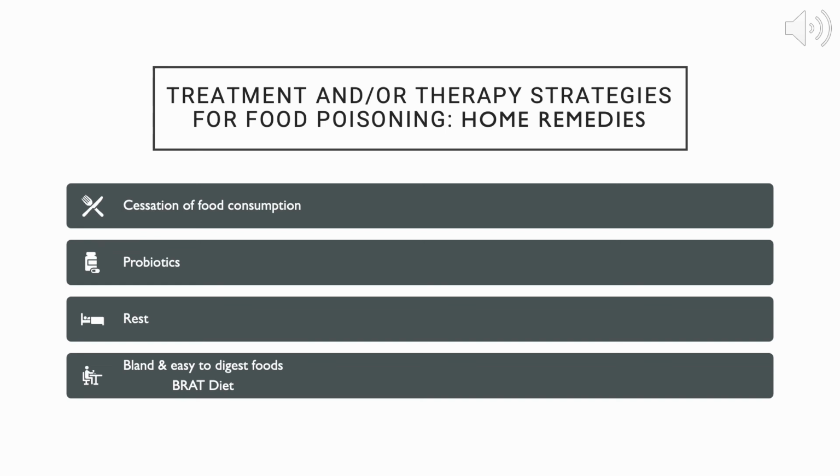Rest is a given. Rest helps the body recover from what it has gone through after suffering from the foodborne illness, as well as a bland and easy to digest diet, such as the BRAT diet. The BRAT diet consists of bananas, rice, applesauce, and toast. It is bland and it allows for people who are nauseated, vomiting, and have diarrhea to consume some sort of dietary intake and nutrition while not upsetting their stomach even further.